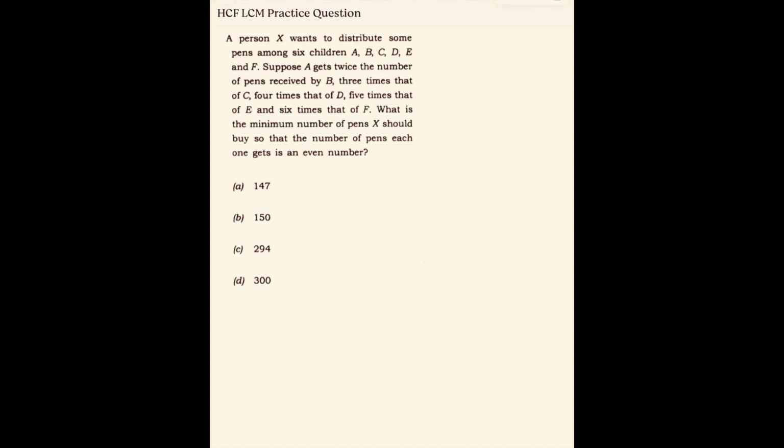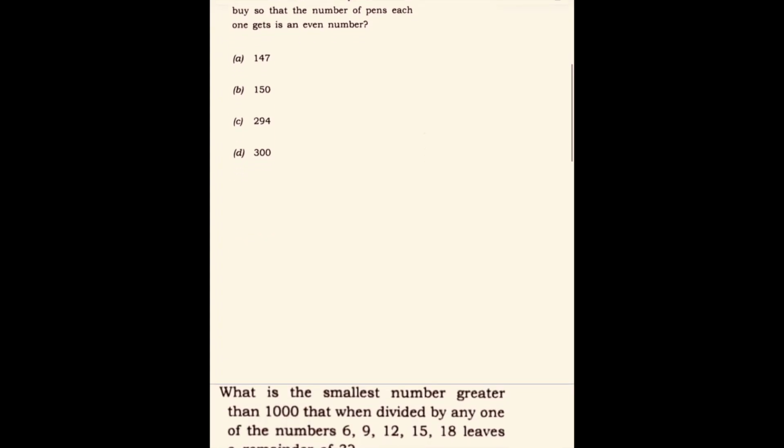A person X wants to distribute some pens among 6 children A, B, C, D, E, F. Suppose A gets twice the number of pens received by B. So A is equal to 2B, 3 times that of C, so it is equal to 3C, 4 times of D, 4D, 5 times of E, that is 5E, and 6 times of F equal to 6F.